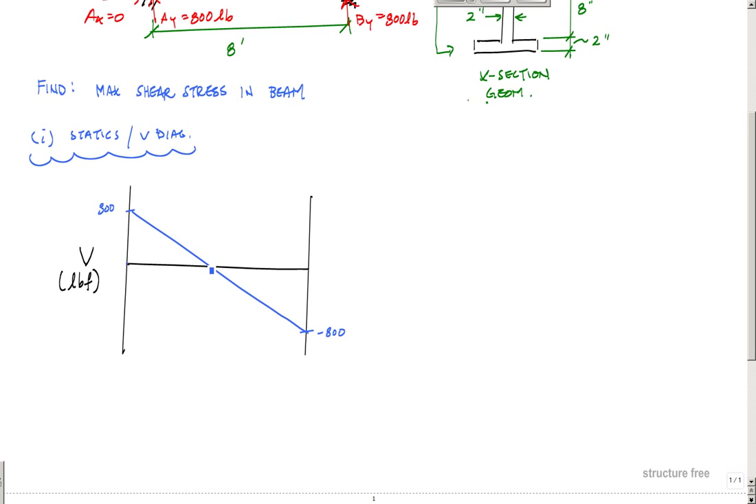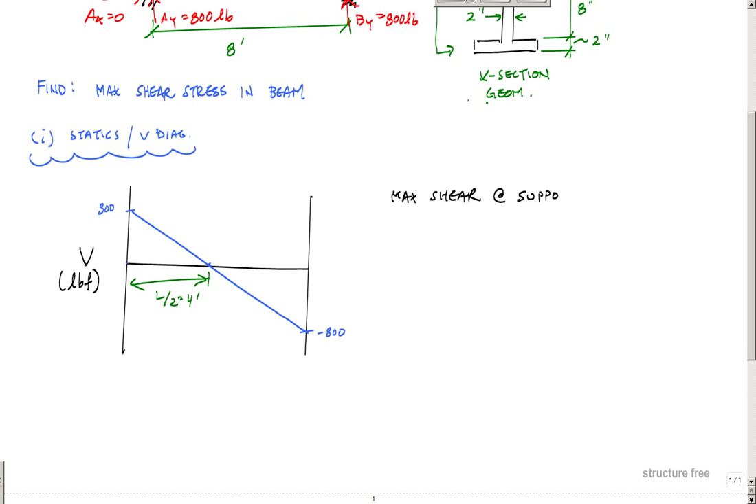And this should be at midspan. This distance right here should be L over 2 or 4 feet. Okay, so this should be 4 feet here. So our maximum shear occurs at the support. So max shear at supports. That's something we note. Max shear along the length of the beam is at the supports.